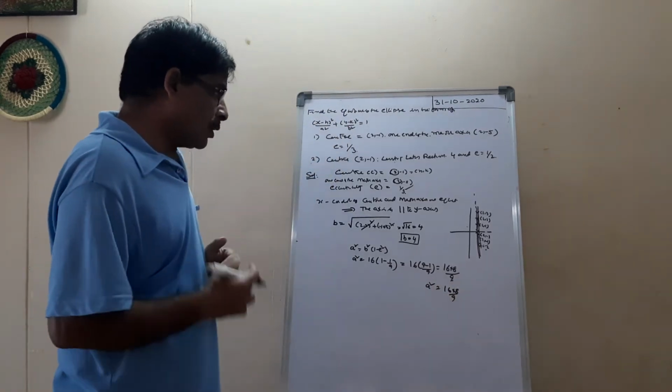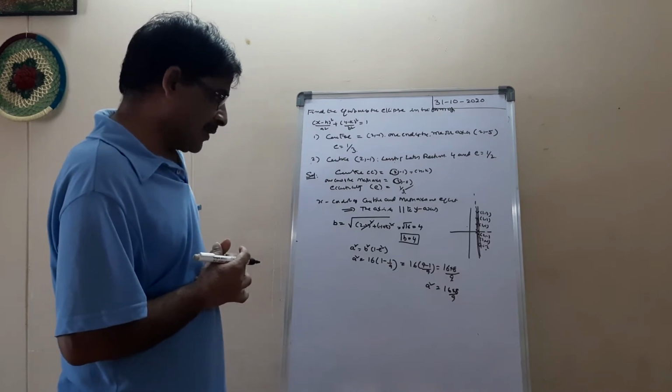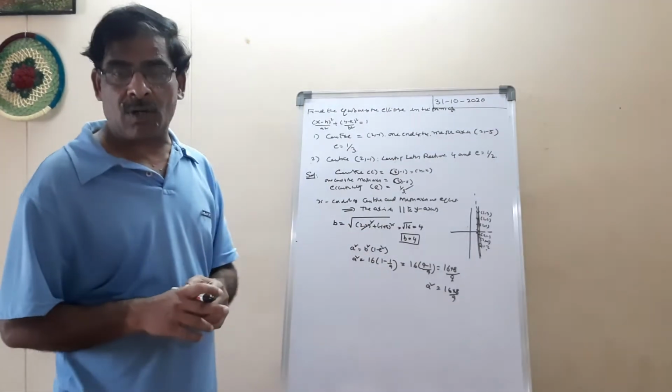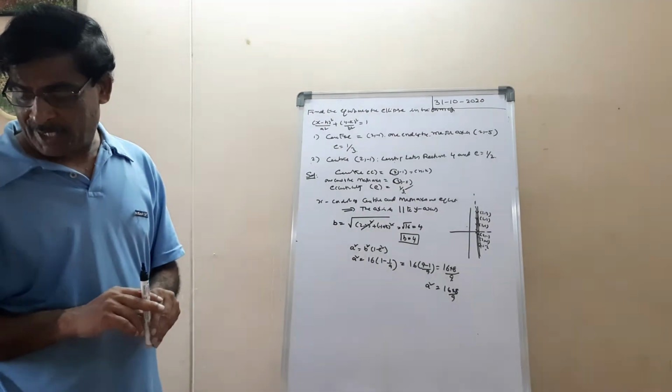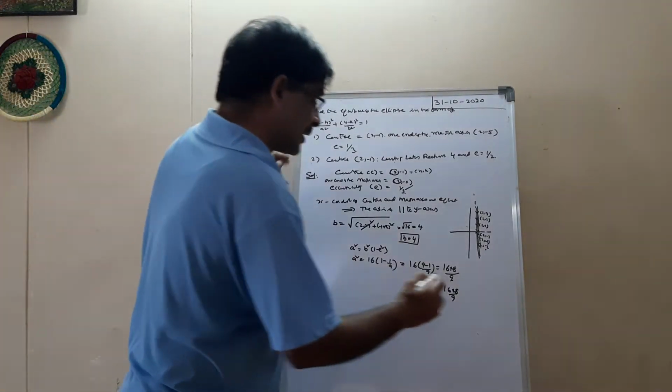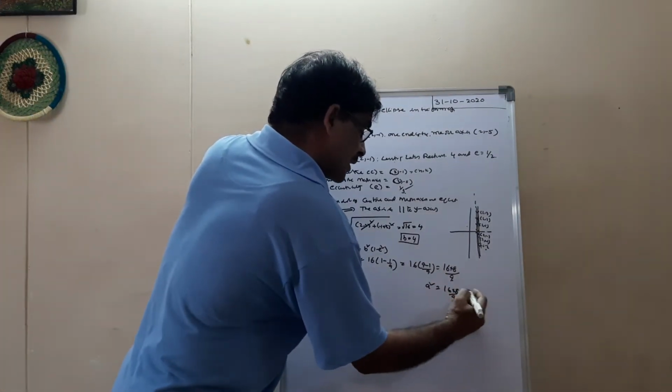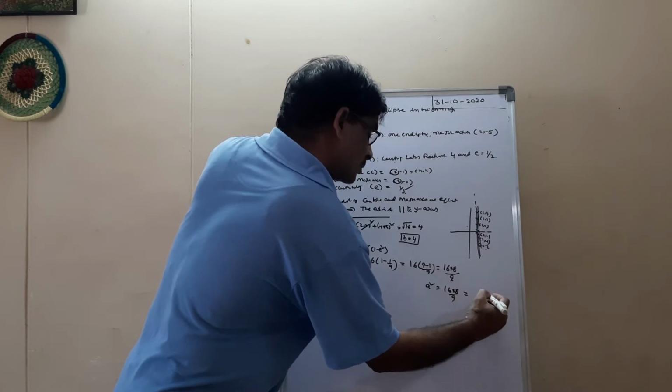Now we have to find b square. Okay, we already know the b value, b equal to 4. See, what is this one? If you multiply, what happened? 16, 6 8s are 48.